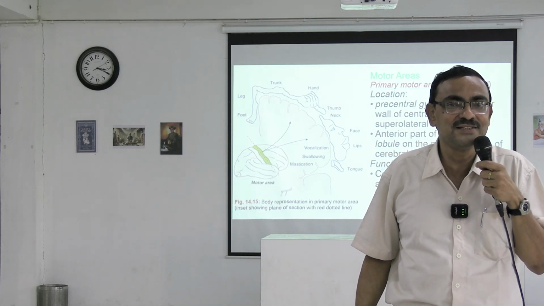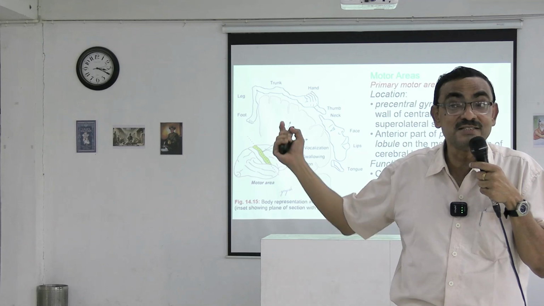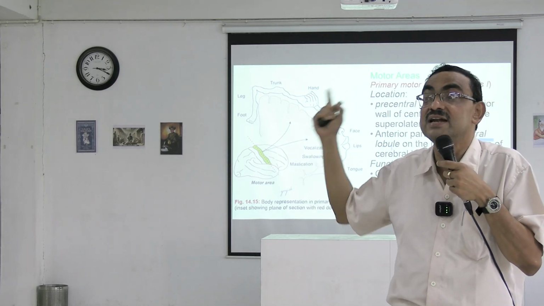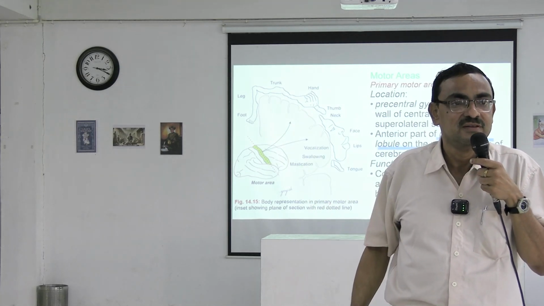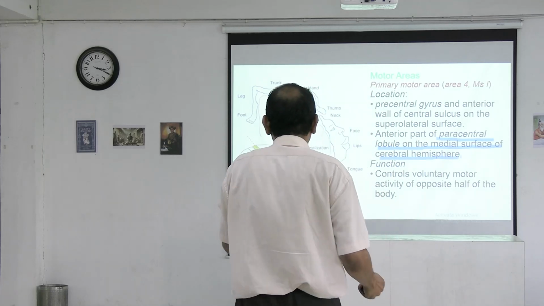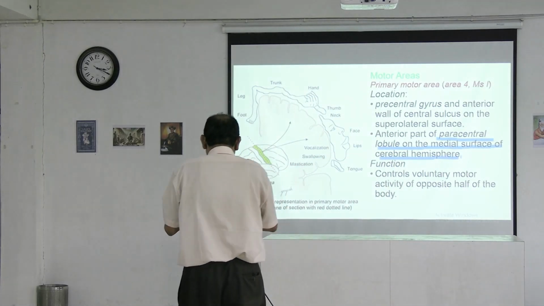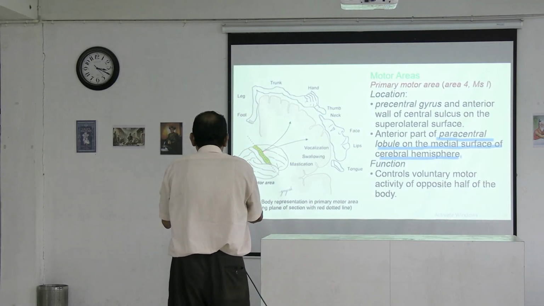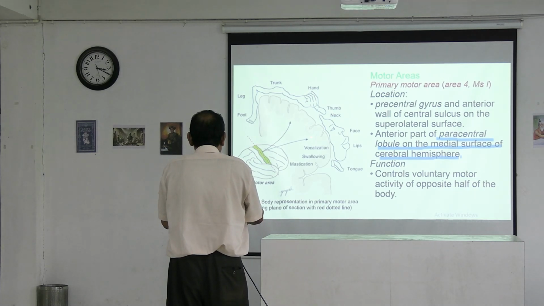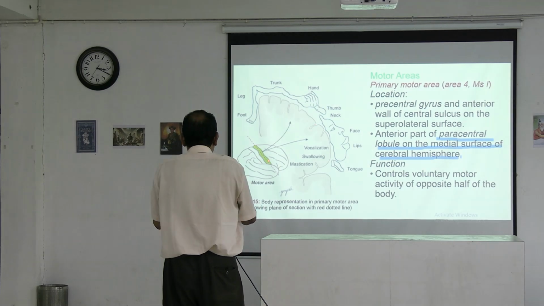What is it? What are we seeing here? Why? That is nothing, this is the representation of the body. This is called the motor homunculus. So this is the motor area and the sensory area. In both cases, this is the central sulcus. Here we are getting the central sulcus. This is the motor area. This is the sensory area.